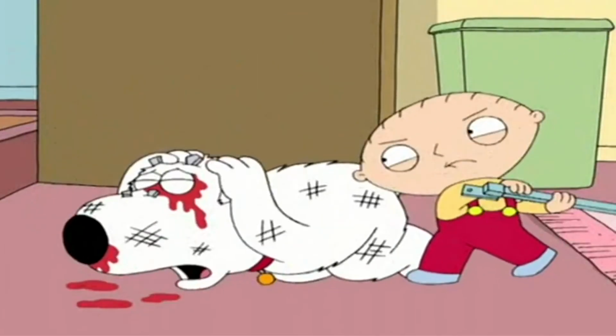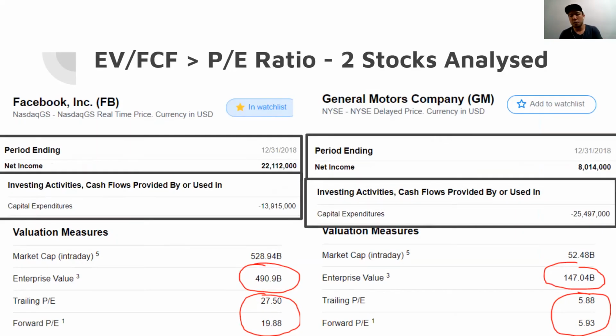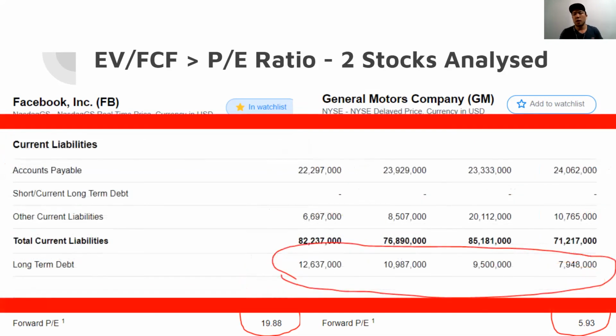Where's the money? Whereas with Facebook, you can see for every $22 that they make after everything, they only spend about $14 billion to make that. So that's much healthier. And as a result, as you can see, the debt of General Motors is just building up and building up. And somehow that debt has to be paid, right?